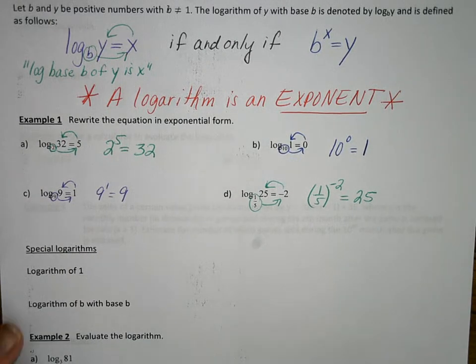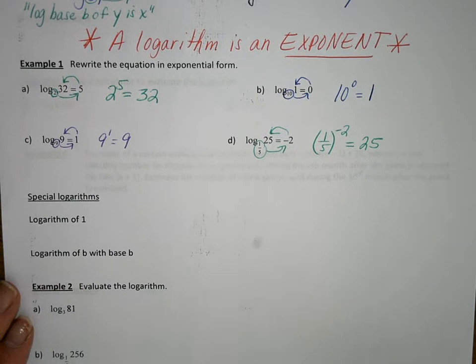Okay. Now, some special ones. We always have special ones. Special logarithm of 0. Special logarithm of 1. All right. We think our way through this.